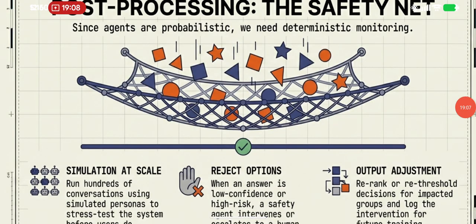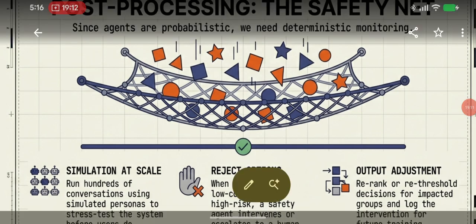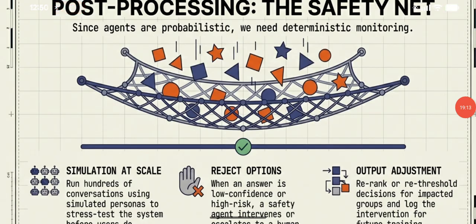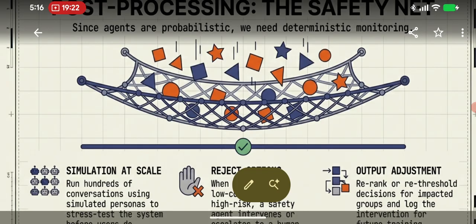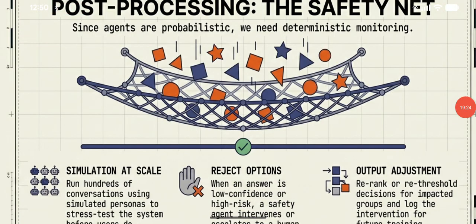So let's understand the last stage, post-processing, the safety net. It will work like a safety net. If any information was leaked in the pre-processing and in-processing stages, it should be caught at post-processing. Guardrails are one way of doing it. The other way is to run simulations at large scale in the background, which keeps doing the stress testing and seeing how the system is responding.